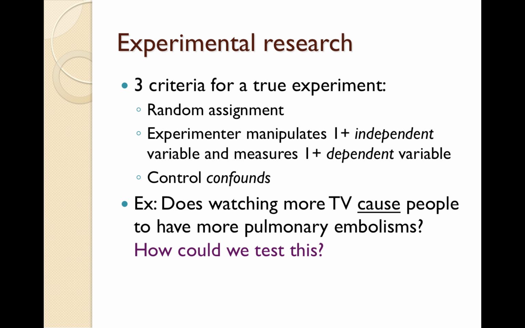Well, we could take a bunch of TV viewers who already watch 5 hours a day. We randomly assign half of them to watch only 2 hours a day. There might still be ethical issues, like, is it unethical to make people watch less TV when they really want to watch a bunch? I don't know. That's for the IRB to discuss. But that at least would be more ethical, right? We're taking people who are already at risk for pulmonary embolism, and we're potentially reducing their risk.